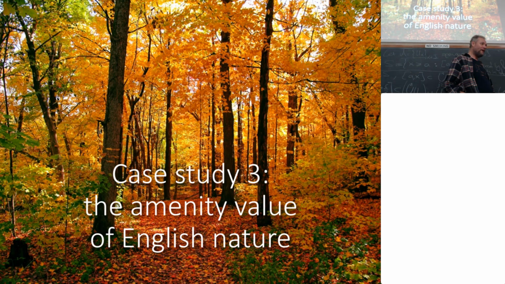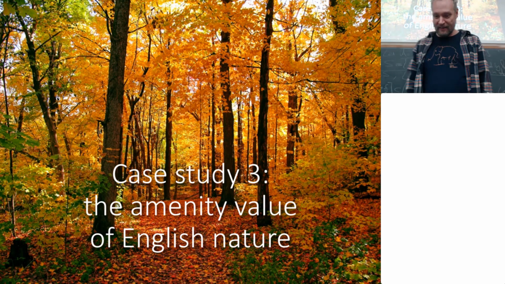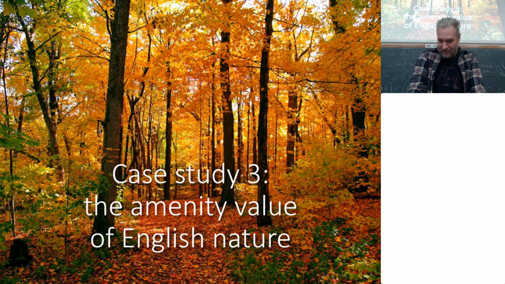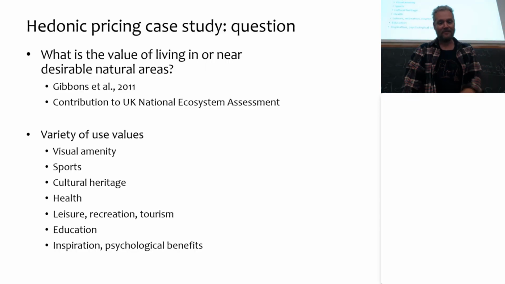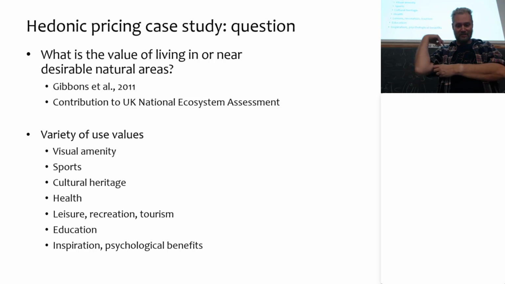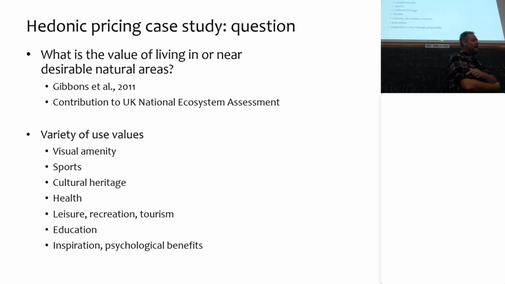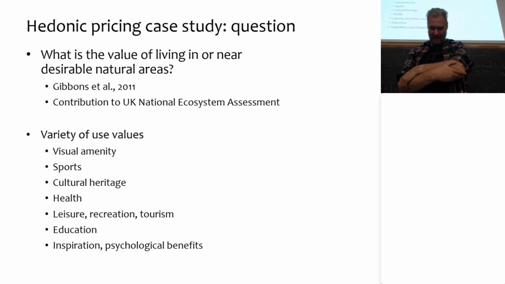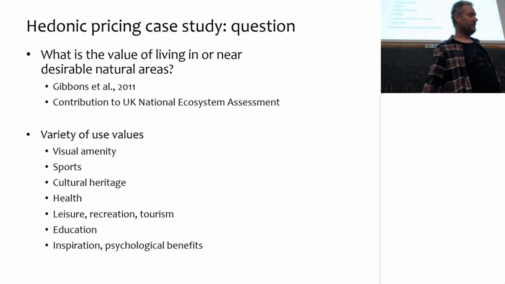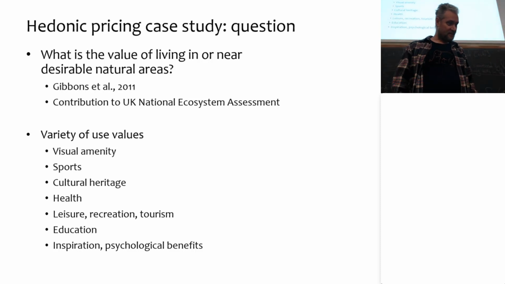So, one final case study to conclude today. We're going to look at English nature and the total amenity value, and essentially the question is, what is the value of living in or near desirable natural areas? And this is a study by Gibbons a few years ago, and it was done on behalf of the UK government. And it looks at a whole range of things: amenities, sports, cultural heritage, health, education, leisure, and inspiration.